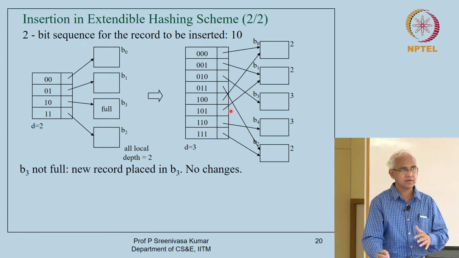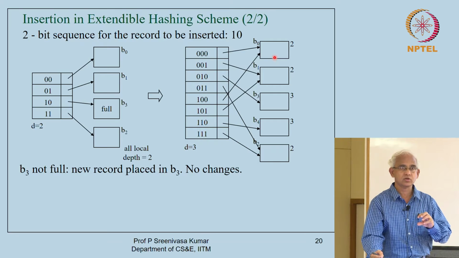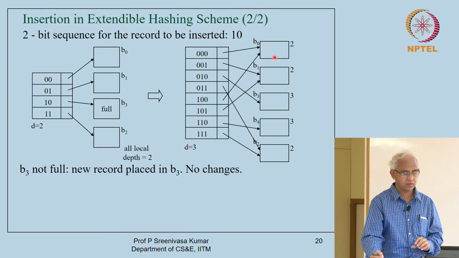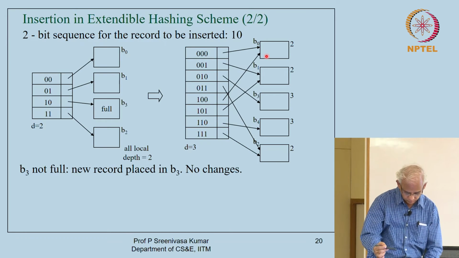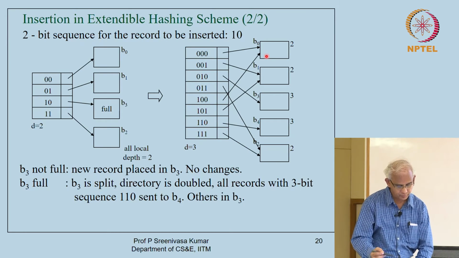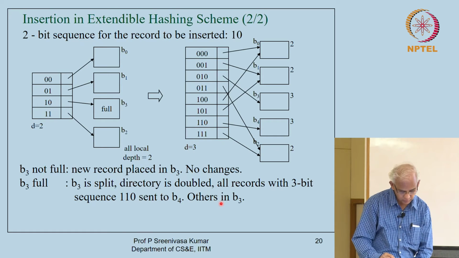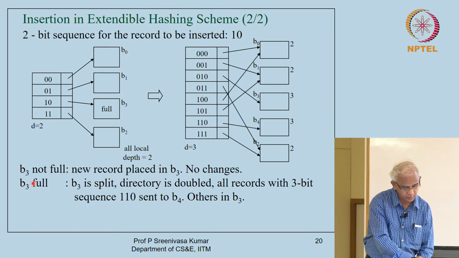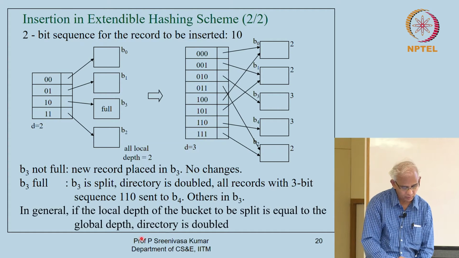When records are getting deleted, it is possible that in some of these buckets slots will become empty. So, when slots become empty, yeah, this point basically explains this B3 being split.